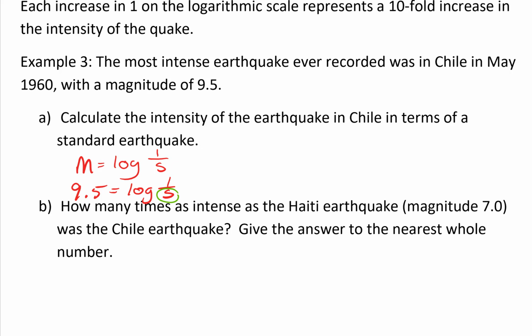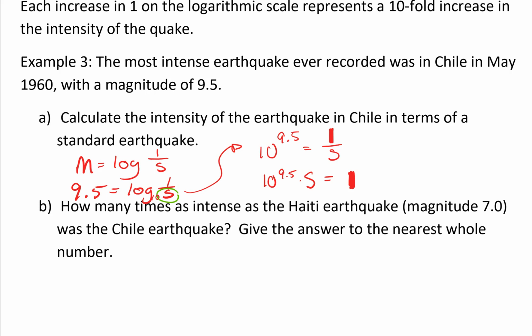Well, if you remember, when you have a log equation with one log, you can change this to exponential form. Okay, what's the base of this log? It's base 10. So I'm going to put a little 10 there. This is the same as saying 10 to the power of 9.5 equals I over S. And now if I want to find out what the intensity of this earthquake is, I'm going to multiply by S. So I have 10 to the power of 9.5 times S is the intensity of that earthquake.